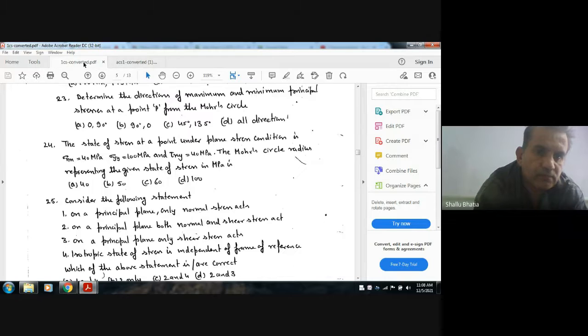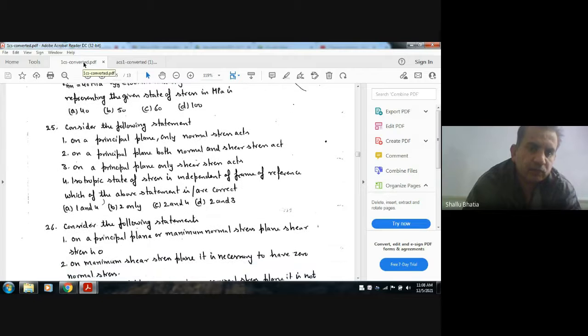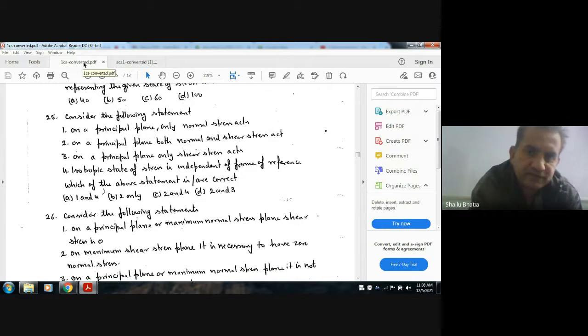Next question is, consider the following statements. 1: On a principal plane, only normal stress acts. 2: On a principal plane, both normal and shear stress act. 3: On a principal plane, only shear stress acts. 4: Isotropic state of stress is independent of frame of reference. Which of the above statements is/are correct? Option A 1 and 4, option B 2 only, option C 2 and 4, option D 2 and 3.